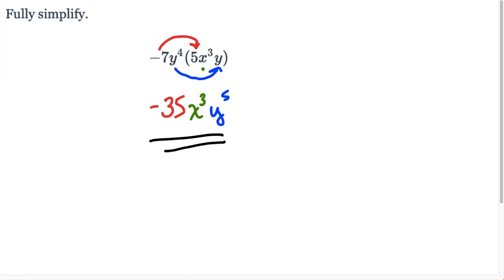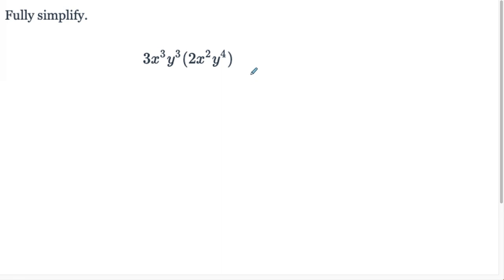Okay? All right, let's try another one. And this is my last one. Try to do this on your own. Okay, so that is 3 times 2, which is the coefficient, making it 6. And then x cubed times x squared becomes x to the fifth power. And y to the third power times y to the fourth power becomes y to the seventh power. All right, and this is your final answer.